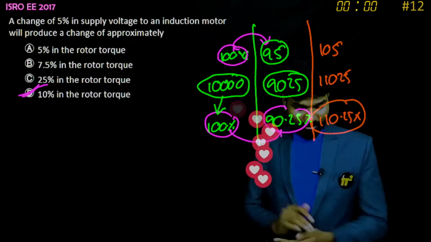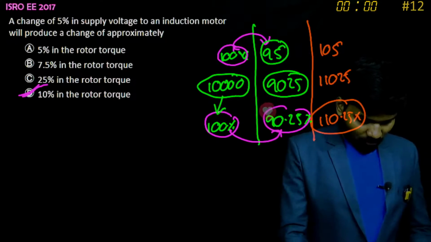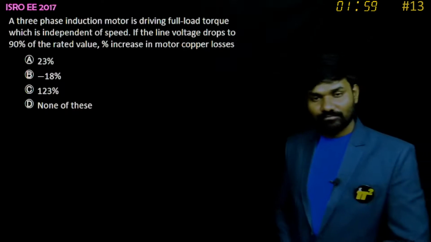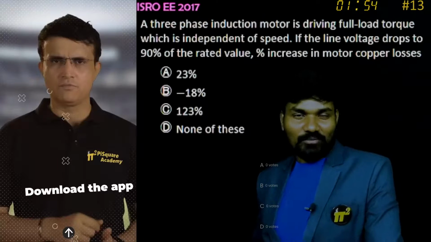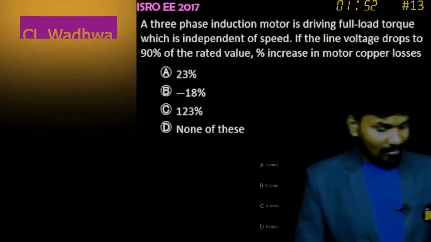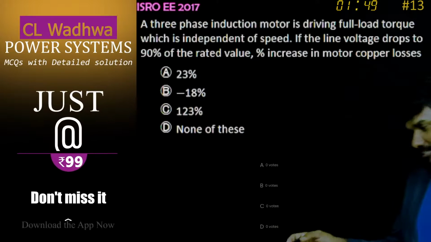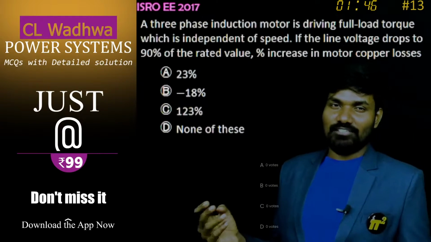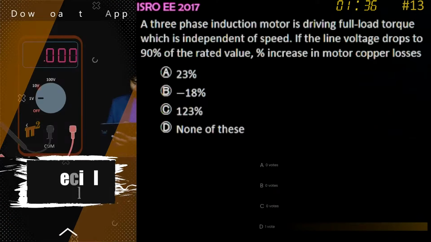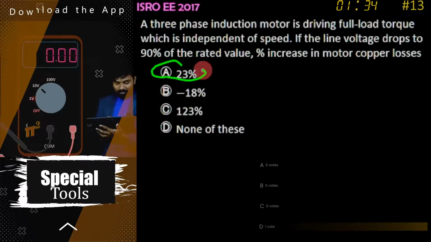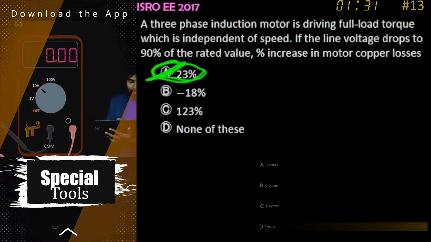Okay, I hope you got the logic. Anyways, let me move to the next question then. I think this question we have already seen in the first part. So let me not spend much time answering this, because the same question was asked in 2013, and now in 2017 the same question is asked. We did all the analysis. I think Raju was saying 123% or something maybe, but it is 23% increase in the copper losses. So that's it.